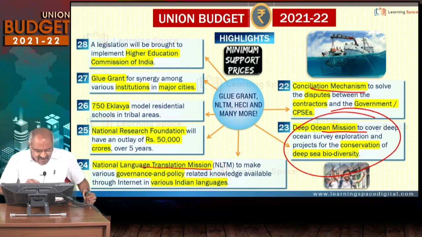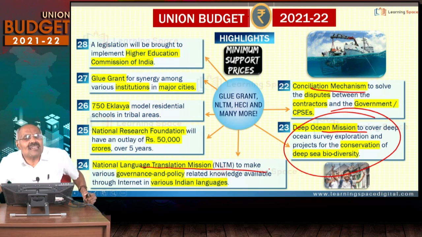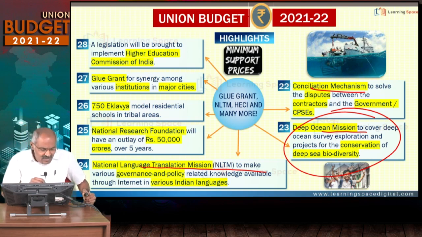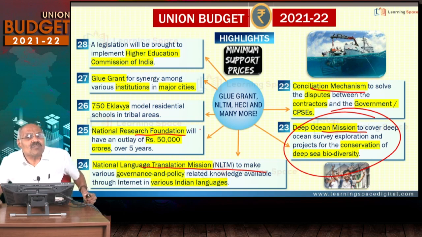Then National Language Translation Mission. Government will launch it so that various Indian languages can have access to the internet. That means through the internet, people will be able to access all government programs in their own language, whether it is Gujarati, whether it is Rajasthani, it should not matter. National Research Foundation. In fact, some time back, government announced the National Research Foundation. Now the outline is given. This will have 50,000 crores of outlay during the next 5 years.